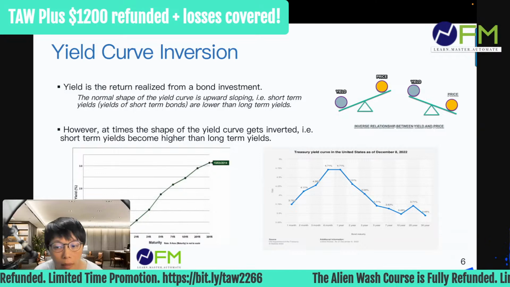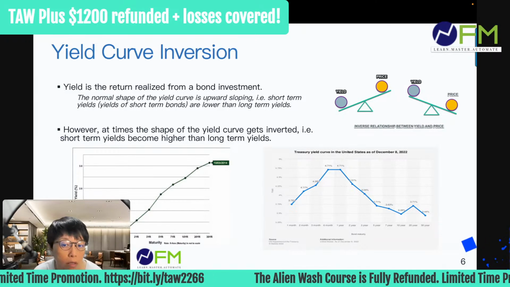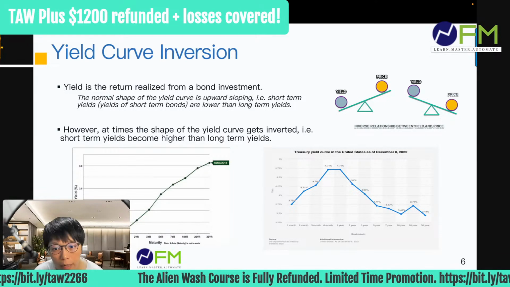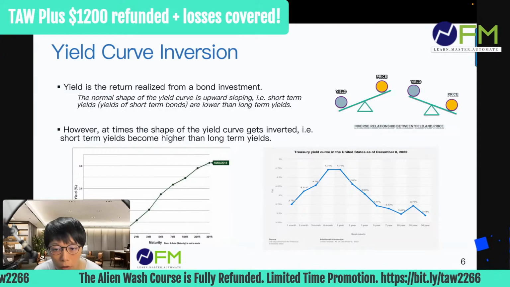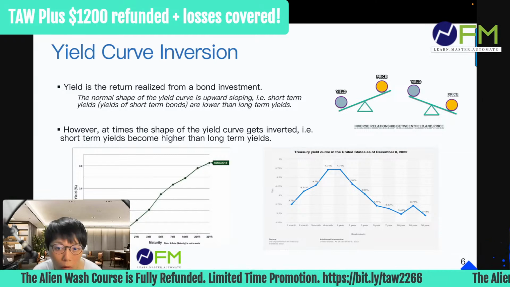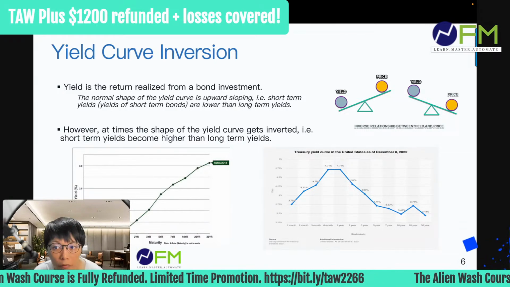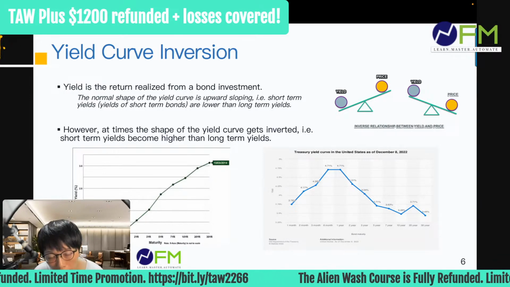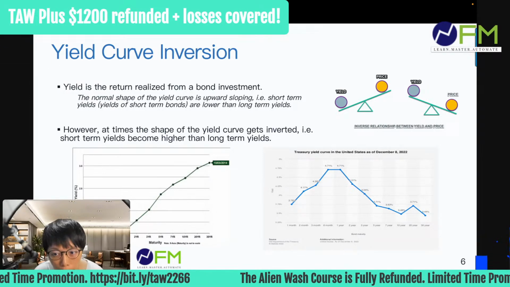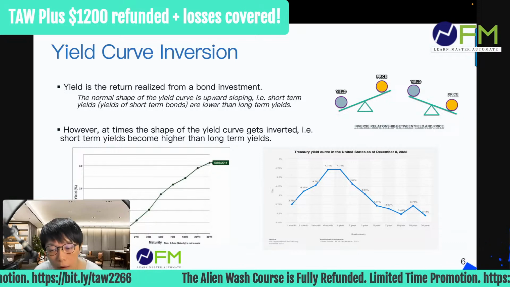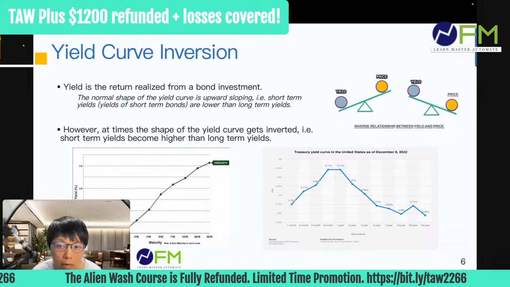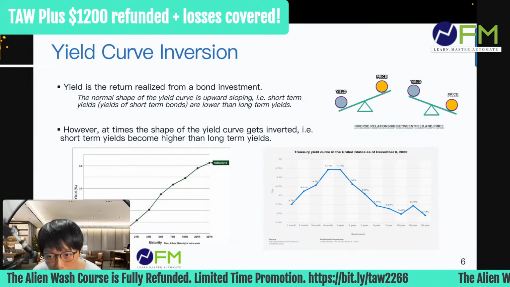Now, why is it that the yield curve inverts? There are two interactions here. Number one is that because the Fed has been raising rates, the short-term yield goes up in anticipation of the Fed actually hiking rates. The second reason why the longer dated bonds, that means 10, 20, 30 years, have a lesser yield is because there is actually a higher demand for them.